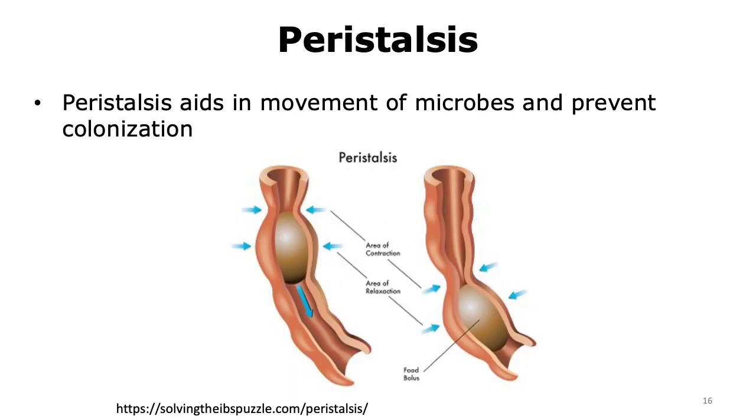Peristalsis also plays an important role in host defense. Peristalsis is the rhythmic contraction and relaxation of muscles that helps in the movement of things like food. This constant movement of, for example, food is important because any microorganisms that are associated with it are also moving constantly. And this prevents the colonization of the microbes on the epithelial surfaces.